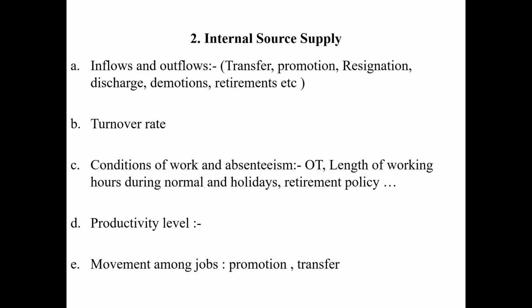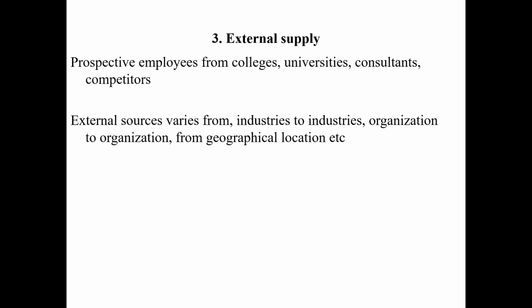So the first one we learn about is management as well as skill inventories. The next comes the internal source supply. Basically, it is the inflow as well as the outflow. Basically, the resignation, the retirements, the transfer, and the promotions all come out of this. Next, what is the turnover rate of the company, the conditions of work and absence. Basically, it says about the working hours during normal days as well as holidays, and the retirement policies. Sometimes the candidate should be able to work on holidays also. The next is about the productivity level and the movement among the jobs. Basically, the promotion and transfer. Next, external supply means the employees from the colleges, universities, consultants, and competitors.